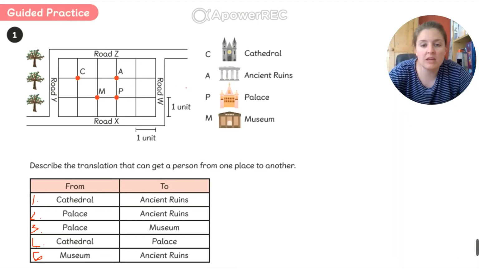Okay, so from the key, I can see that the cathedral is C. And I can see that I need to get to the ancient ruins, which is A, which means I'm traveling from here to here. Now I can see that the translation is going to the right, and it's going to the right 2 units. So from the cathedral to the ancient ruins, it is a translation of 2 units to the right.